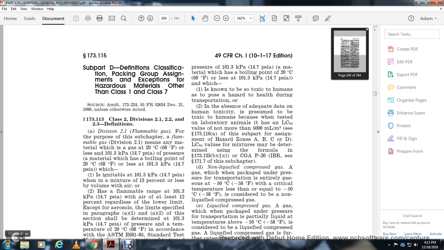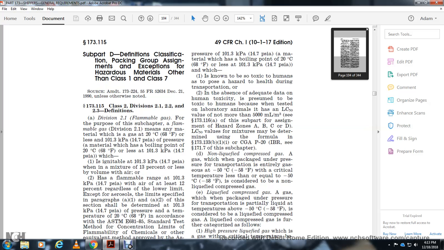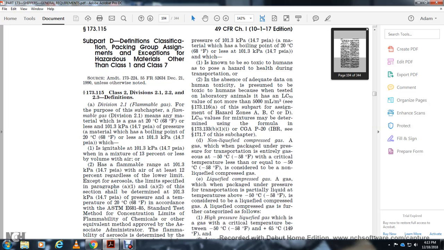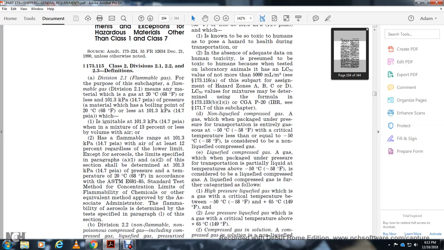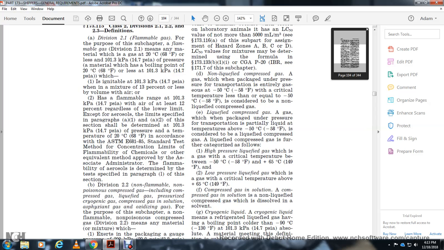3. The 14.7 psi pressure and the temperature of 68 degrees, according to the method of concentration limit of flammable gas and chemicals, or another equivalent method approved. The flammability of an aerosol is determined by the test specified in paragraph 1 of this section.